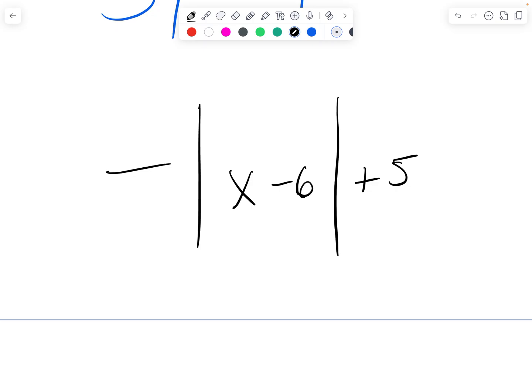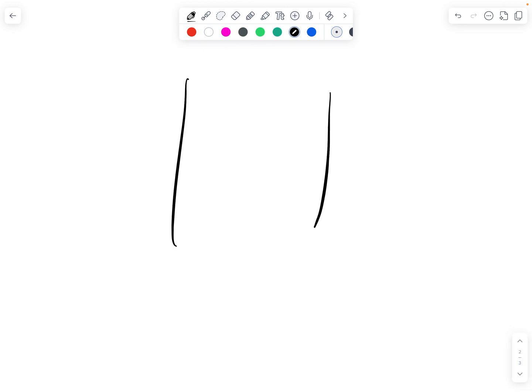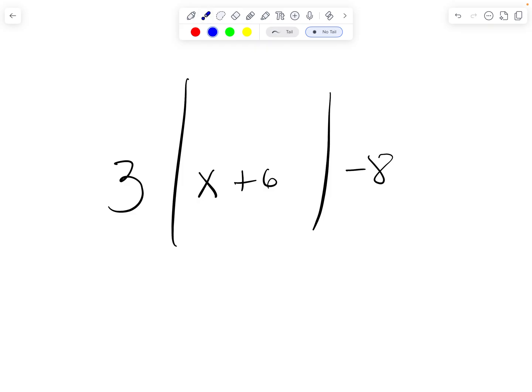Go, pause the video. Okay, so this is a reflection over the x-axis. It goes right 6 units. It goes up 5 units. Let's do one that has a vertical stretch or compression. So let's do, if I put a 3 here. Go, pause the video if you like, and then try it.